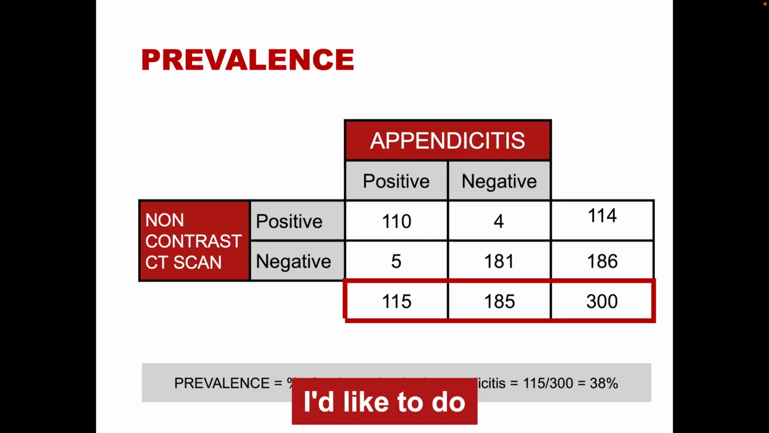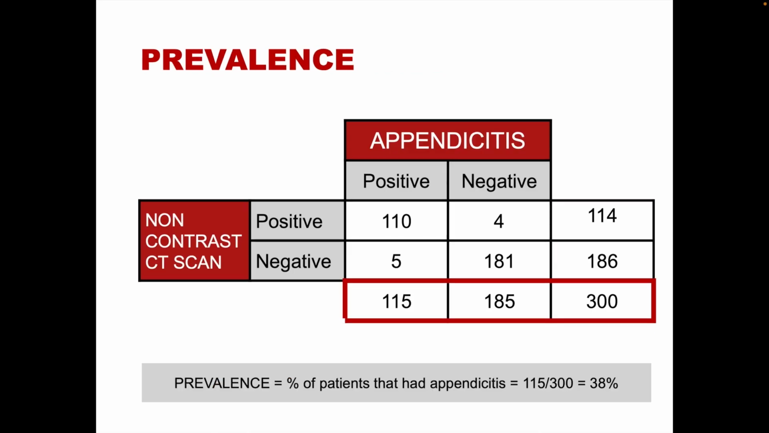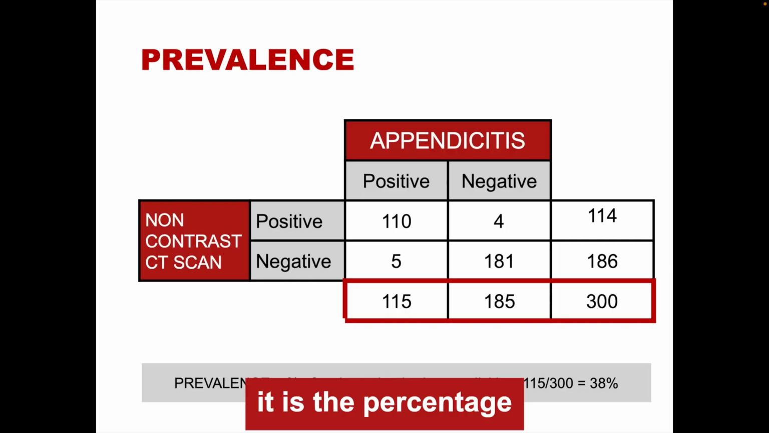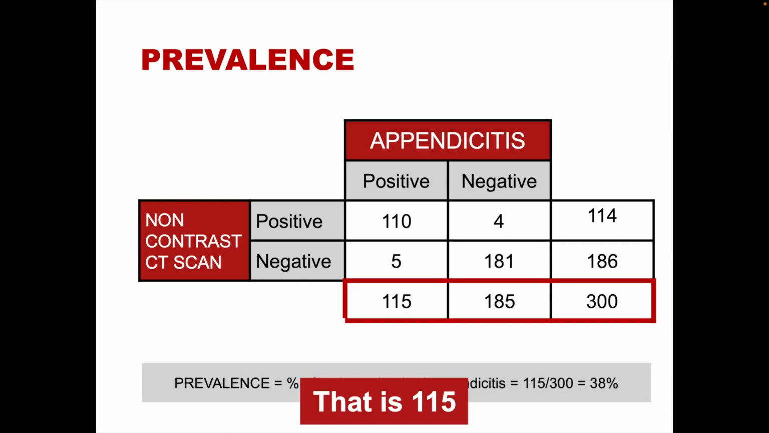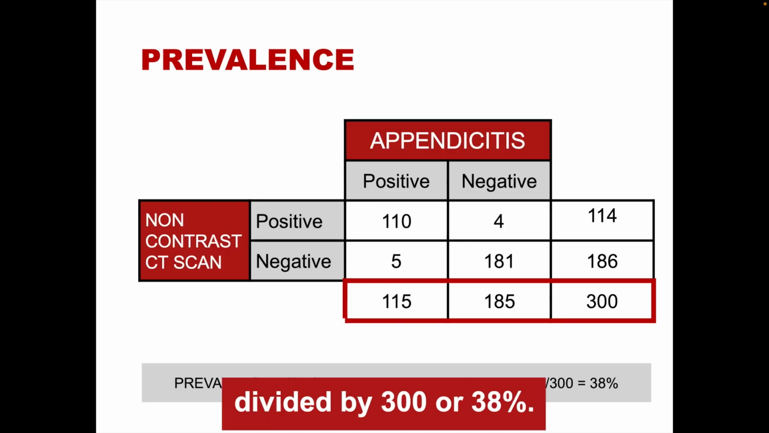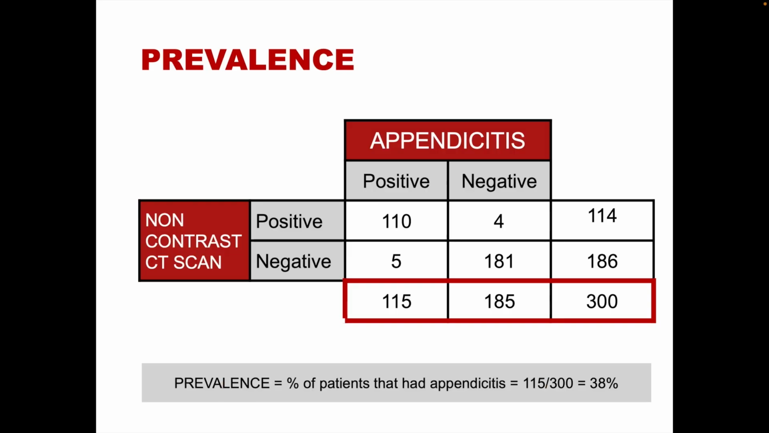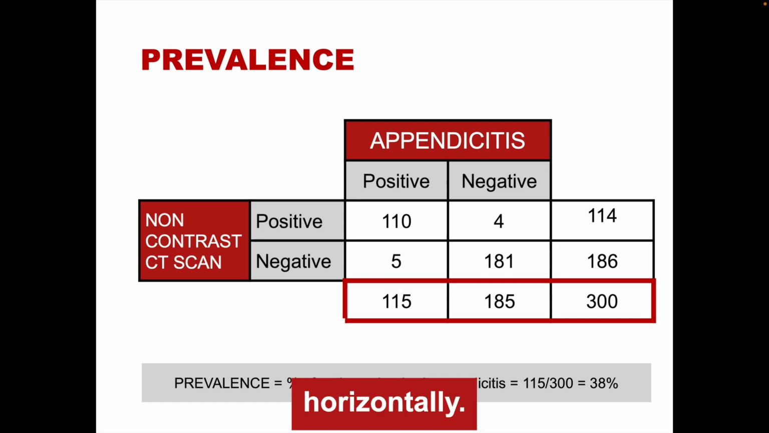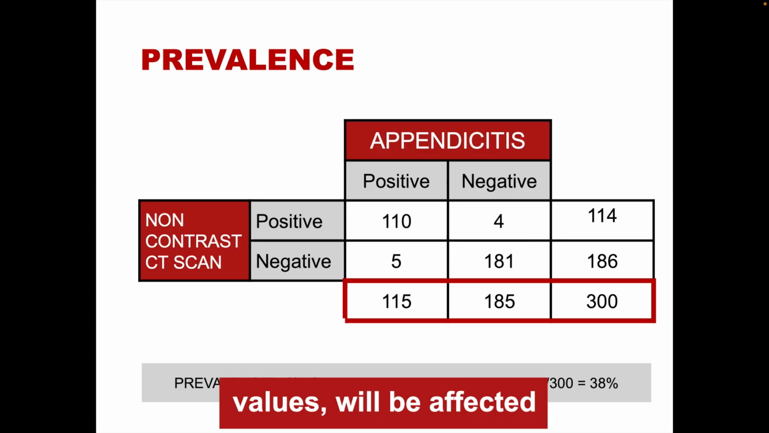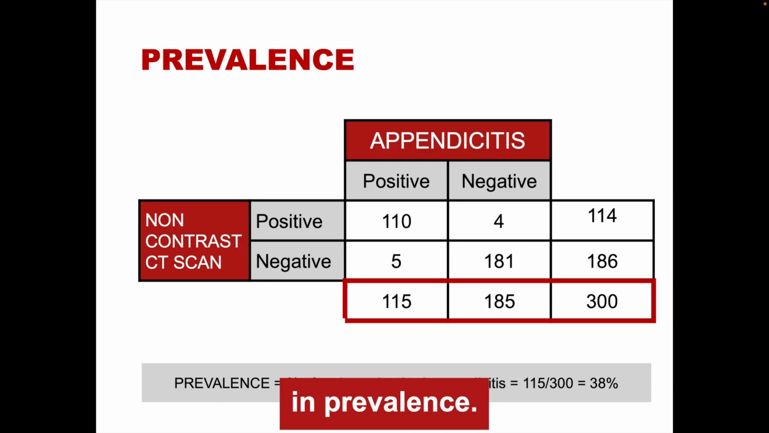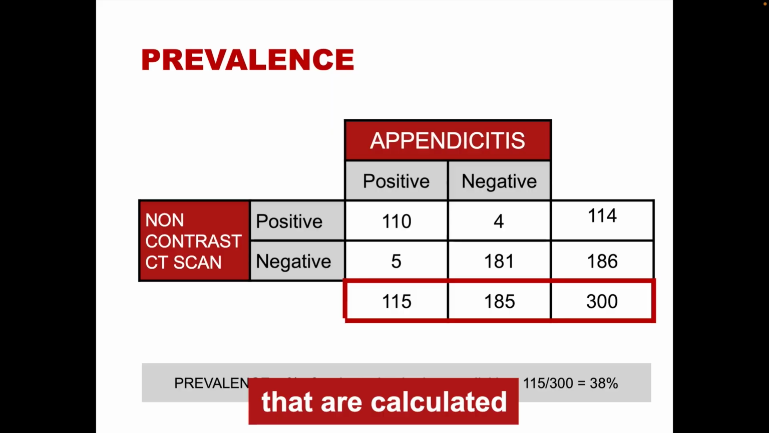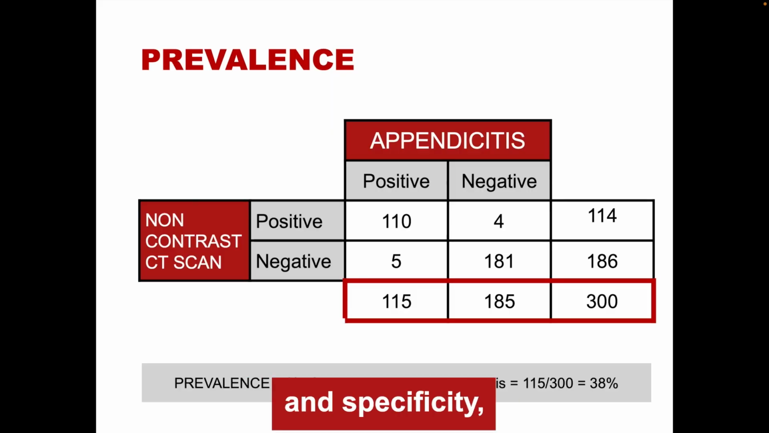The first thing I like to do is calculate the disease prevalence. In this study, it is the percentage of total patients that had appendicitis. That is 115 divided by 300, or 38%. Note that the prevalence is calculated horizontally. This is important. Test characteristics that are calculated horizontally, such as predictive values, will be affected by changes in prevalence. Test characteristics that are calculated vertically, like sensitivity and specificity, will not be affected by changes in prevalence.